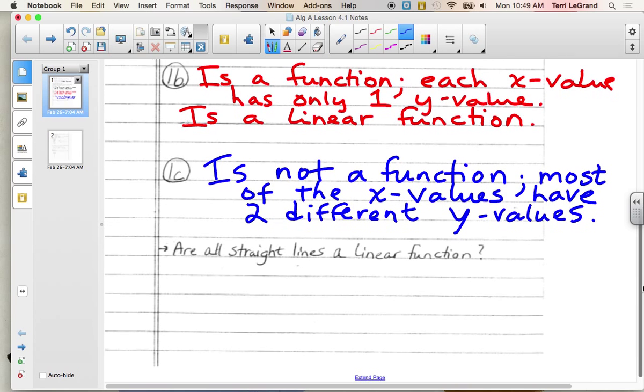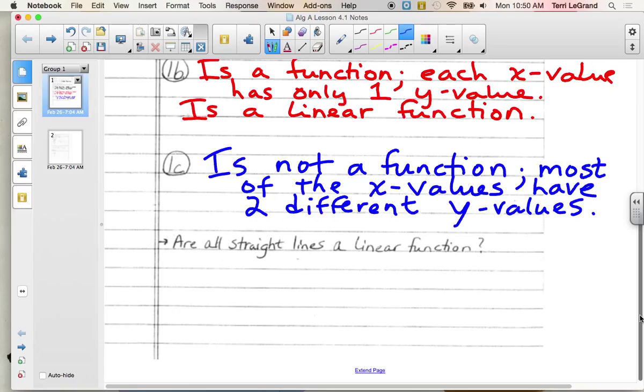Okay, my next question for you. Are all straight lines a linear function? Do we get to just assume that as long as it's a straight line on a graph, that it's a linear function? What do you think? Dakota?